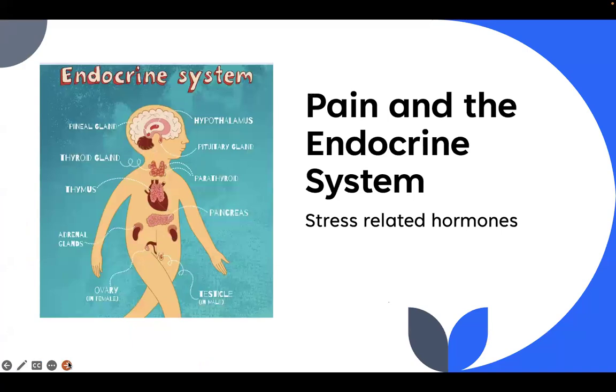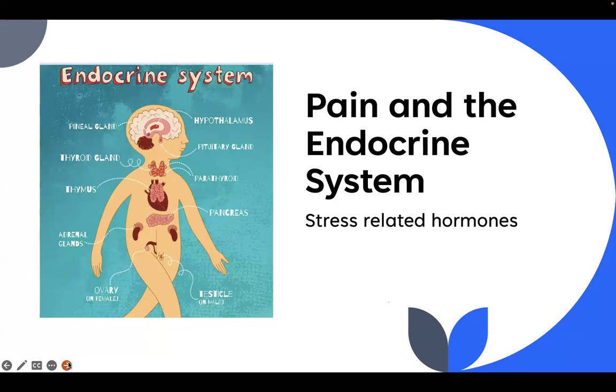Our endocrine system is also really important. It's responsible for making hormones, which are a type of chemical messenger that carries instructions throughout our body. There's stress-related hormones like cortisol and adrenaline made in the adrenal glands that can send messages that make the feeling of pain more intense or less intense. This is partly why finding helpful ways of coping with stress can help lower pain intensity.